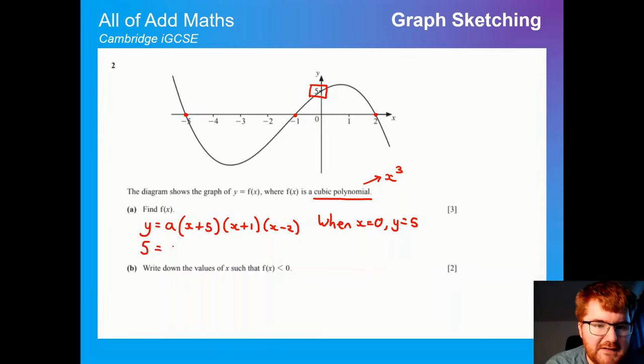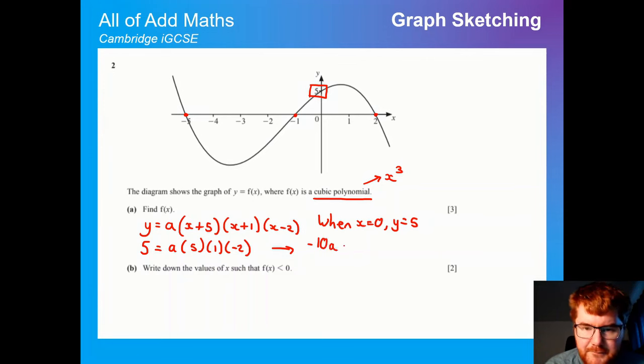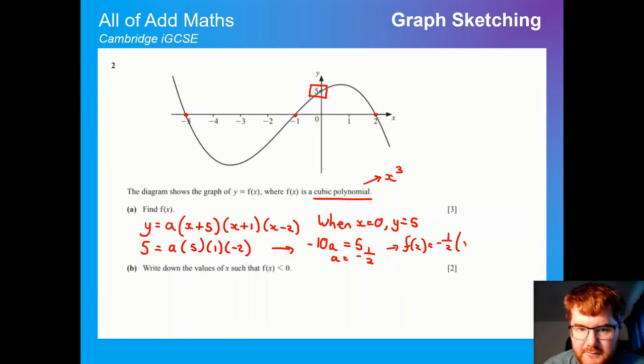So we get 5 is equal to a times 5 times 1 times minus 2. That then leads us to the equation, well, 5 times 1 times minus 2 is minus 10a, and that's equal to 5. Therefore, a is equal to 5 over minus 10, which is the same as minus a half. So our final answer here, let me just write it over here, is a is minus a half, so we get minus a half, x plus 5, x plus 1. And you do a very similar process of quadratics also in section 2.